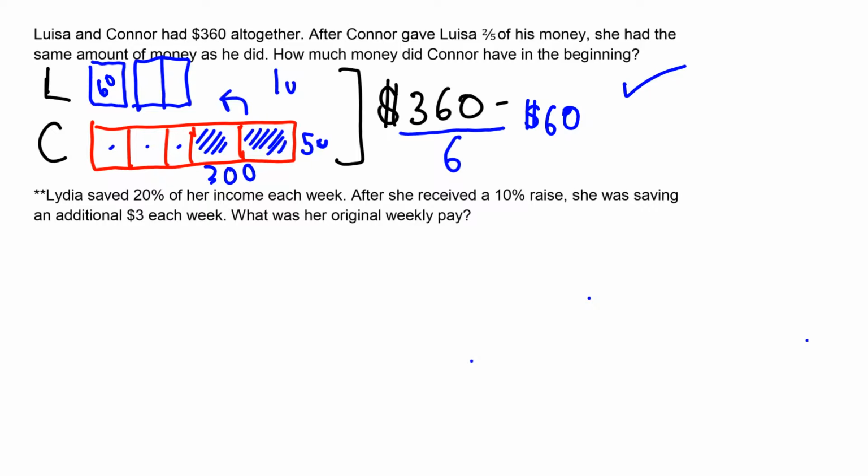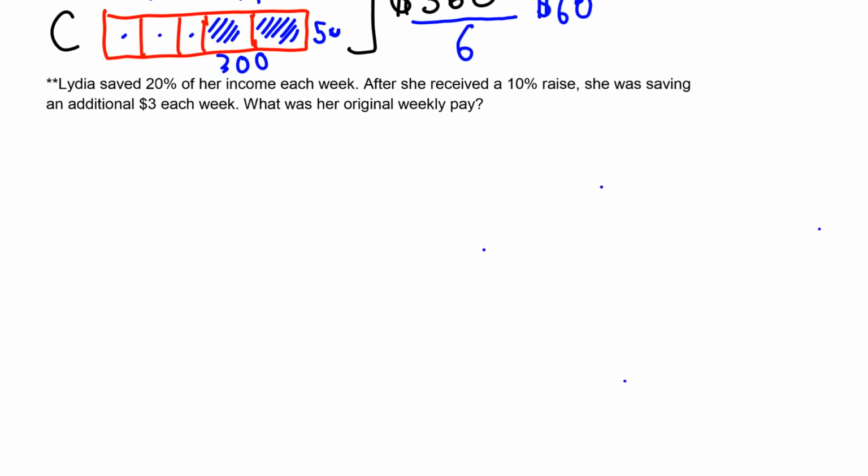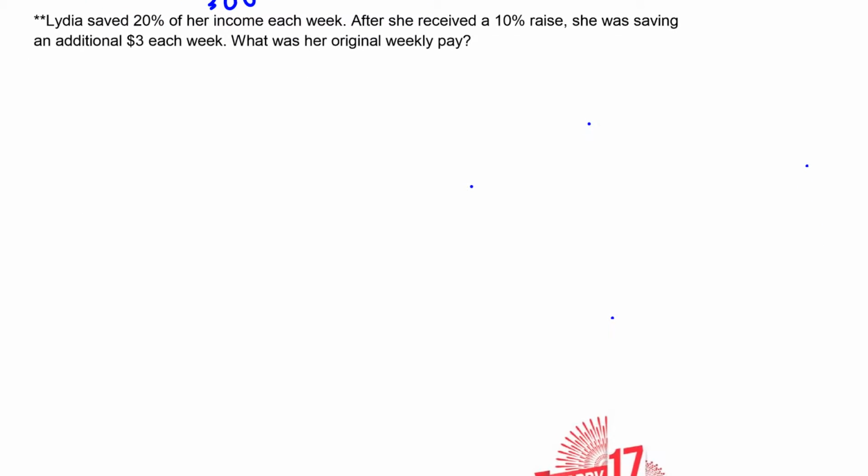So let's take a look at the Lydia problem. For the Lydia problem, we're going to need a little bit more space. So Lydia saved 20% of her income each week, and after she received the 10% raise, she was saving an additional $3 each week. What was her original weekly pay? Now, this is definitely a little bit more of a challenging problem, and that's okay. I'm not expecting everyone to be able to solve this one.